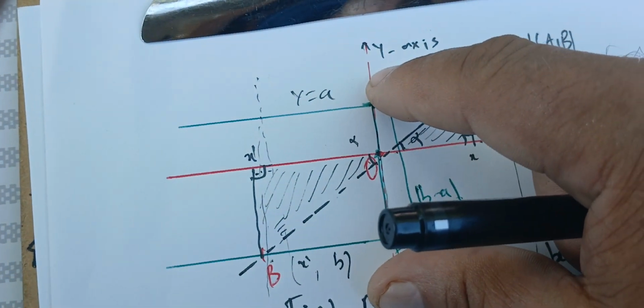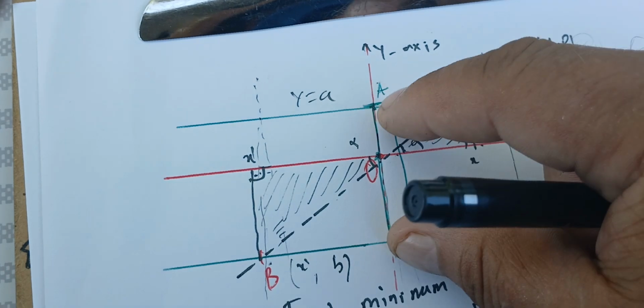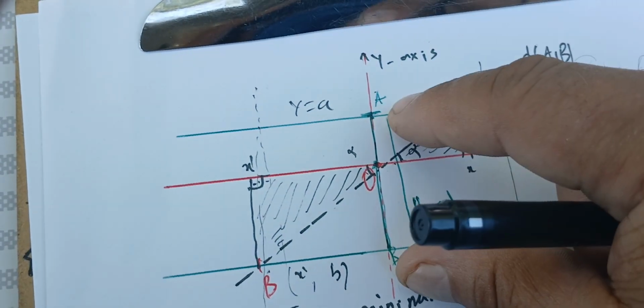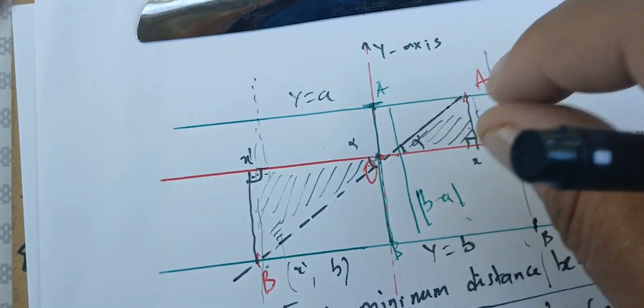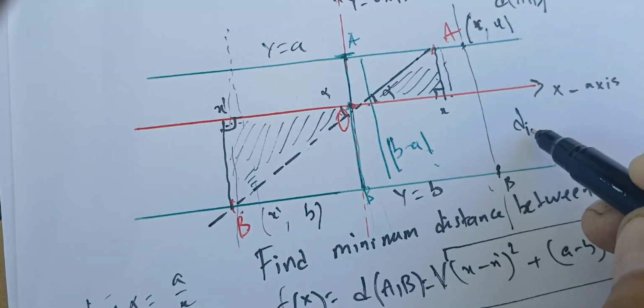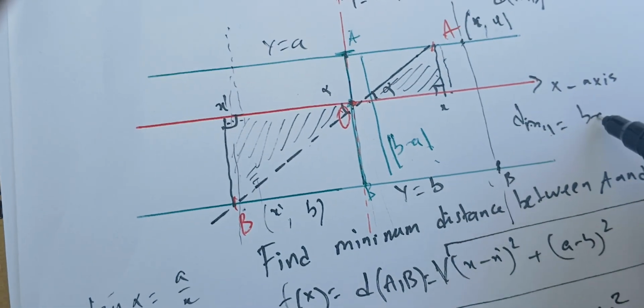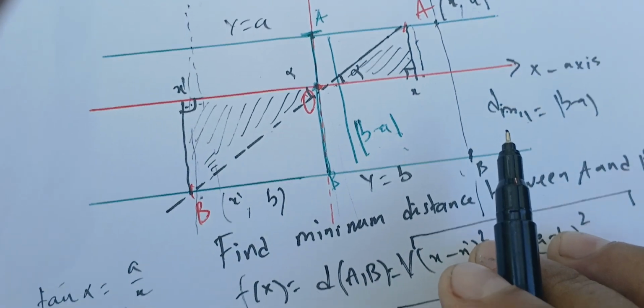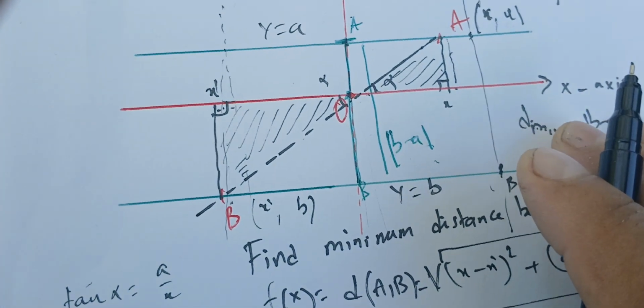We will see that this is the only minimum distance. There is no other minimum distance. So the distance b minus a is the minimum distance. Therefore, d minimum is b minus a in absolute value. This solves our problem here.